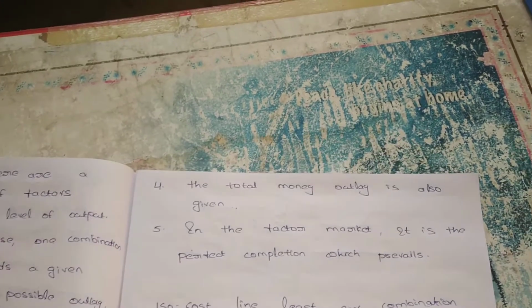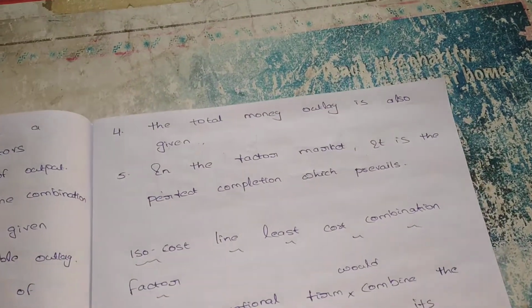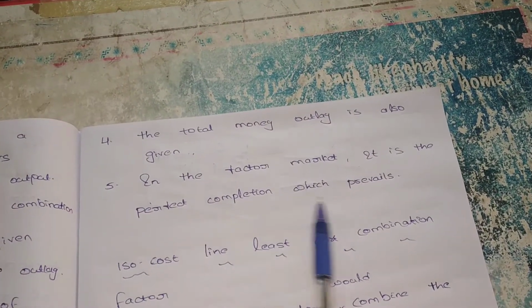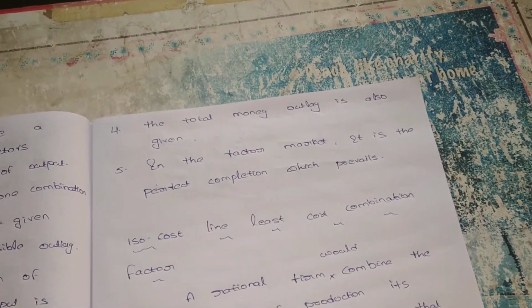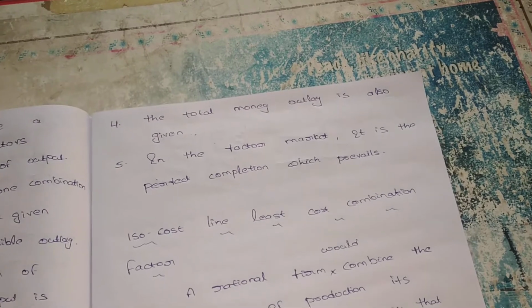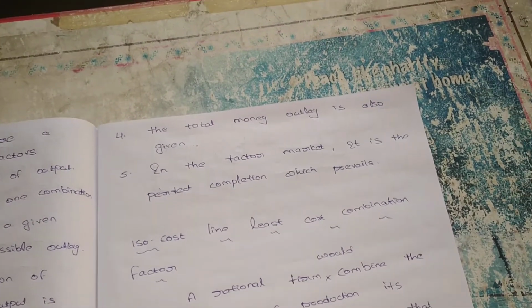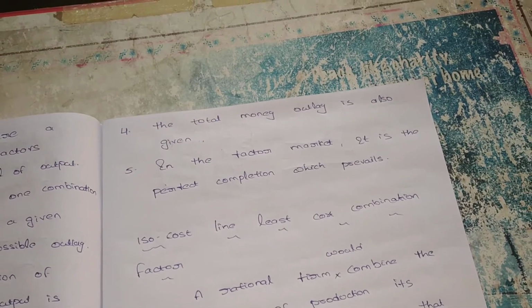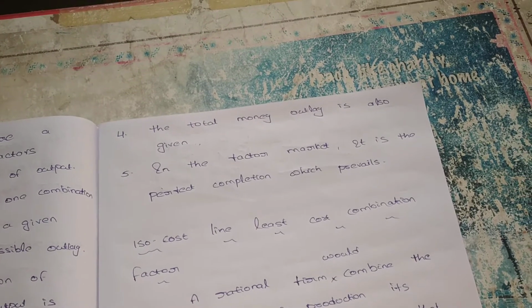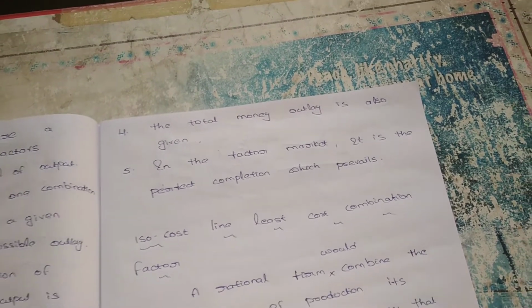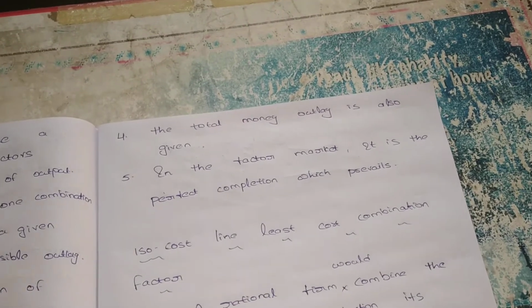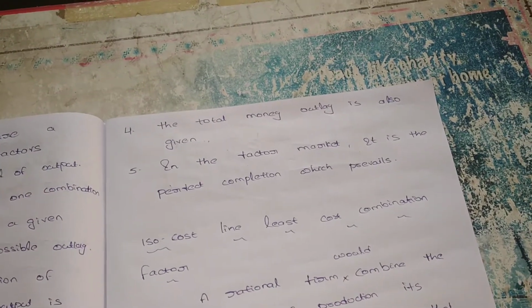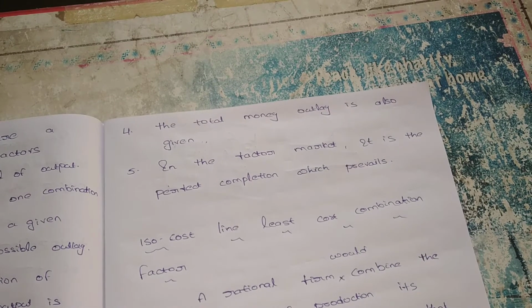Total money means our total outlay has to be decided before. And in the factor market, it is a perfect competition. Why can you say it is a perfect competition? They are homogeneous goods and it is very easy to enter and exit. Suppose some products are entering the market and some are exiting the market, it is very easy. So mainly they are homogeneous goods, so we can say it is a perfect competition.